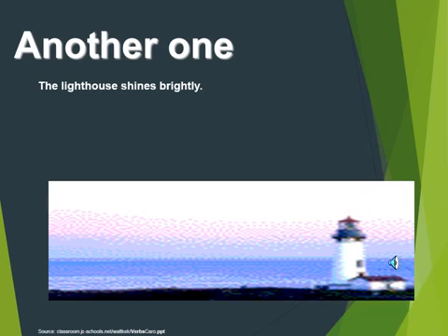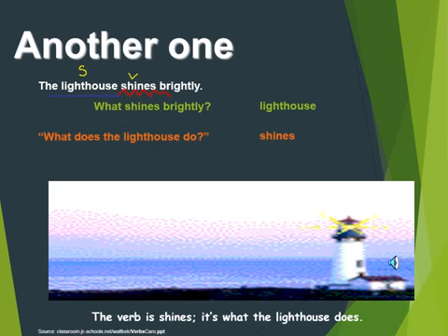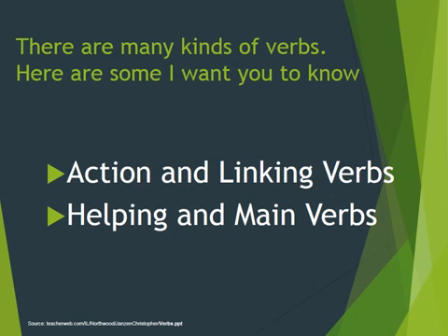The lighthouse shines brightly. What shines brightly? The lighthouse, okay? So we found our subject. And what does the lighthouse do? It shines. So we found our verb. So the verb is shines and it's what the lighthouse does. There are many kinds of verbs. Here are some I want you to know. Action and linking verbs and helping and main verbs.